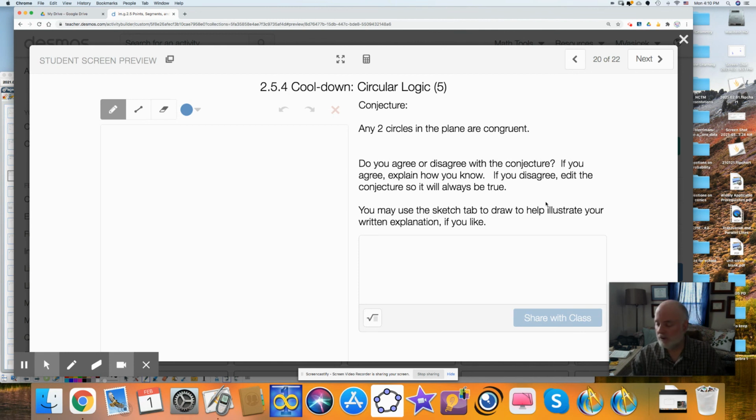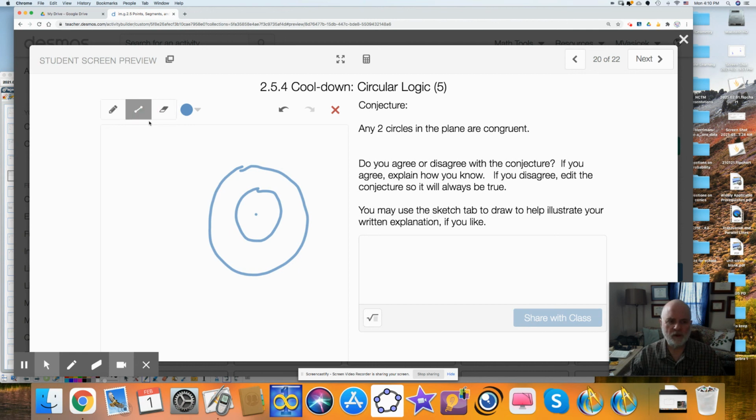If I were doing this, I could say, I have a circle in a plane. Here's one circle. I'm going to draw it with the center. There's one circle. Oh, and here's another circle. They have the same center. They're concentric. Are they congruent? No. What has to be true for them to be congruent? So this is my counterexample to say that no, that's not true.